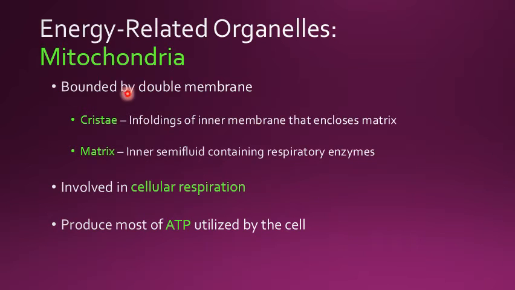Mitochondria. They're also bounded by a double membrane. That's an important thing to remember. The cristae are the enfoldings of the inner membrane that encloses the matrix. And the matrix is an inner semifluid containing respiratory enzymes. This organelle is involved in cellular respiration, and it produces most of the ATP, which is an energy unit utilized by the cell.